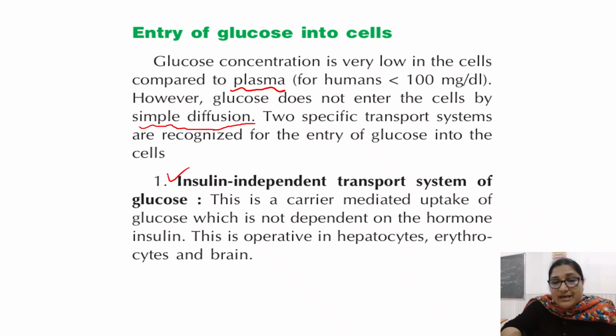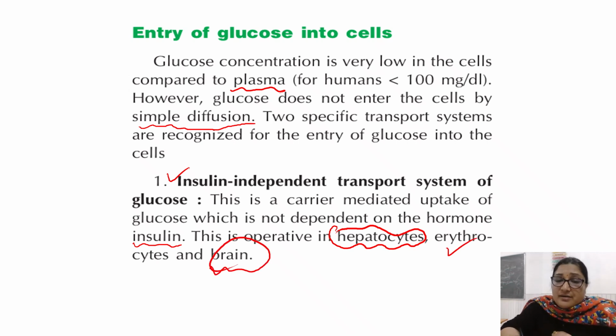One system is the insulin independent transport system. This is carrier mediated uptake and is not dependent on insulin. Okay, insulin has no role to play in this. Okay, this is operative in hepatocytes. We have to note down the location: hepatocytes, erythrocytes, and brain.